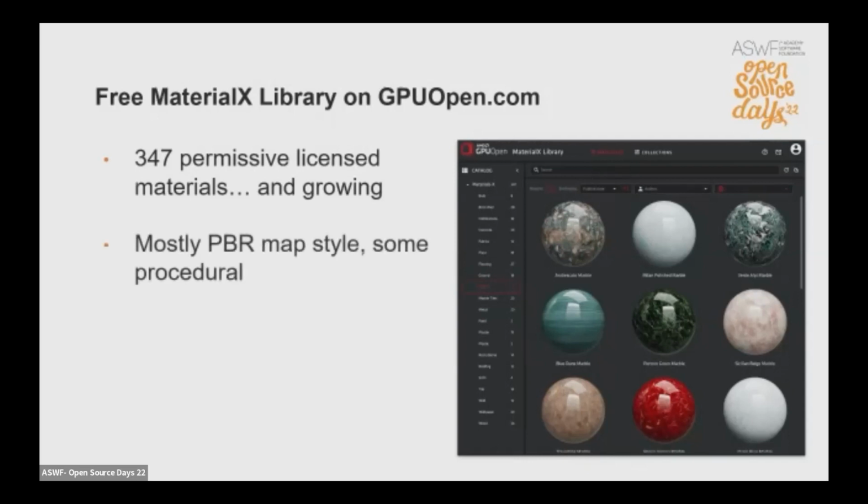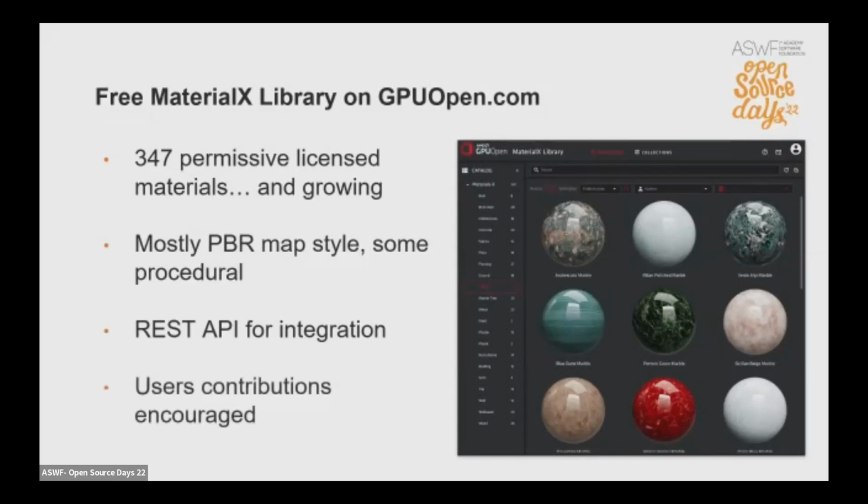There are 347 materials on there right now. It allows people to upload their own materials. Most of the materials on there are PBR map style materials, but there are some procedural ones as well. We are putting this out there both as an example and for other software vendors to integrate into their software. There's an API available if you join the Slack chat for Academy Software Foundation, that you could use to pull the materials into your application and use them right there. And obviously, people can contribute materials there as well.